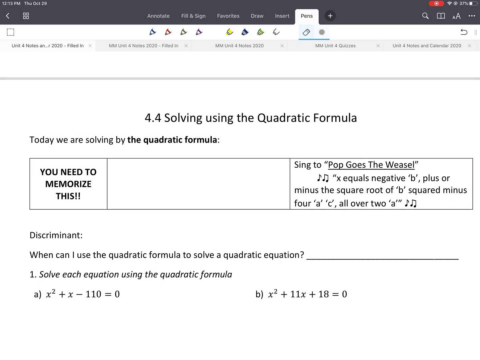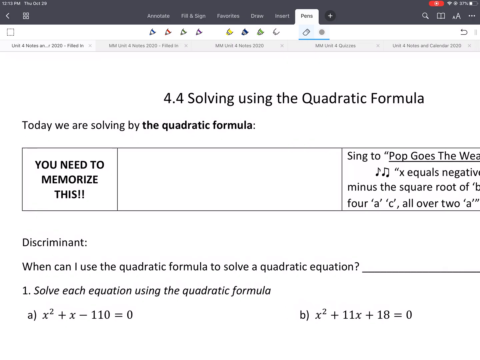The nice thing about the quadratic formula is that it will always work, for any type of quadratic. It doesn't matter if you can factor it. It doesn't matter if you can square root both sides or complete the square. If you can't complete the square, then this will always work.